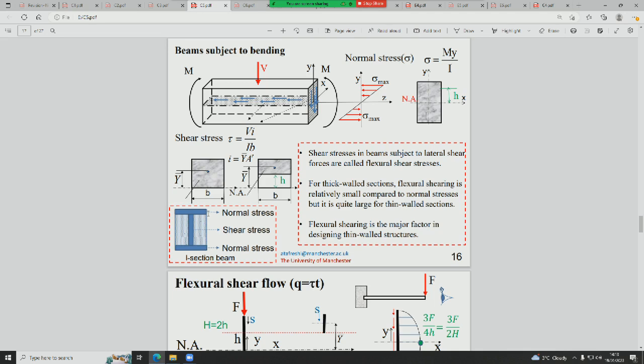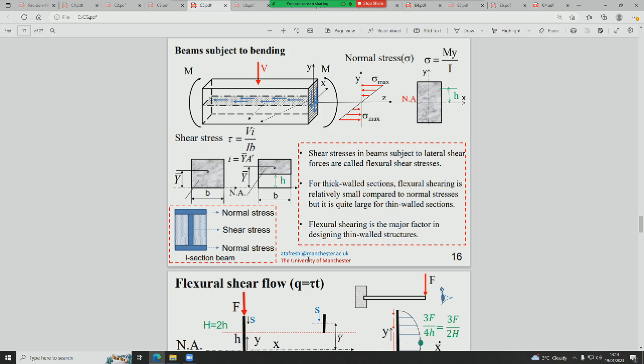So chapter 1 and chapter 4 were simple shear. In chapter 5, we're applying a lateral shear force. The cross-section is subject to normal stress, also subject to shear stress. This shear stress of a lateral shear force is called flexural shear stress, which I've defined for you on this slide 16. So as I said, whatever we have in chapter 5 is applicable for thin sections, thick sections, and solid sections subject to bending.